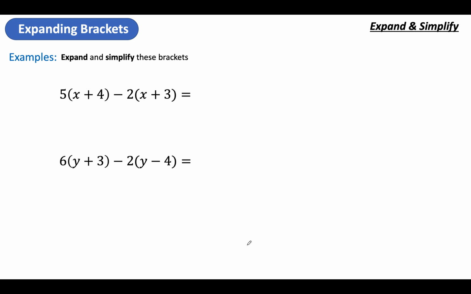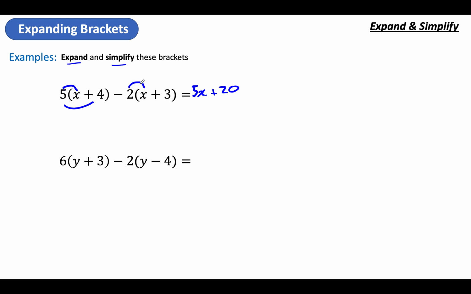Now, the next stage has this. Well, the first bit's going to be the same. No different at all. We're still expanding. We're still simplifying. So 5 times x equals 5x. And 5 times the 4 is 20. And all of that is positive because they're all positive. But then we come to the next one.